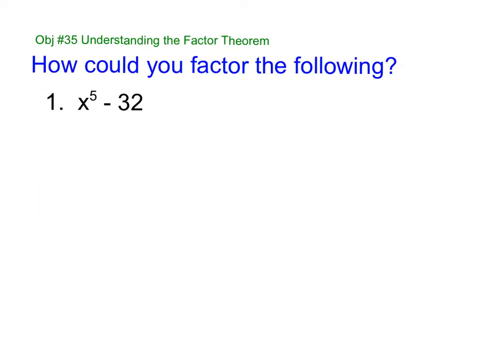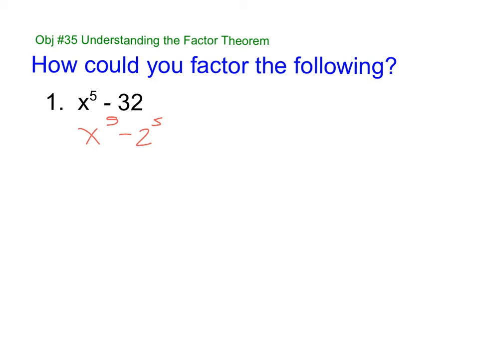Okay, x to the 5th minus 32. If I gave this to you and said factor, what would you do? Well, it's not the difference of two perfect squares. It's not perfect cubes. It is perfect fifths, though. So x to the 5th minus 2 to the 5th. So what would you do? Do you have any method you could do?